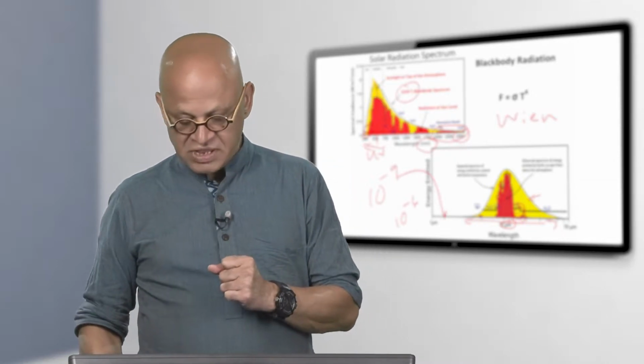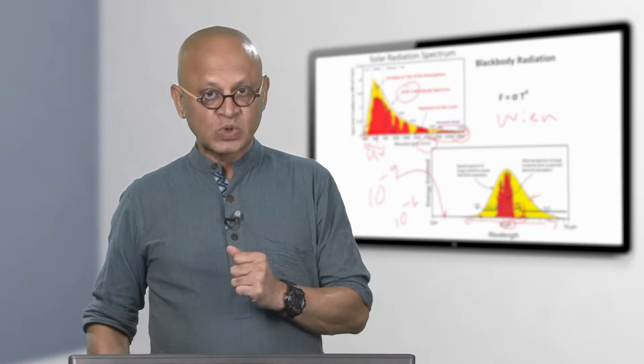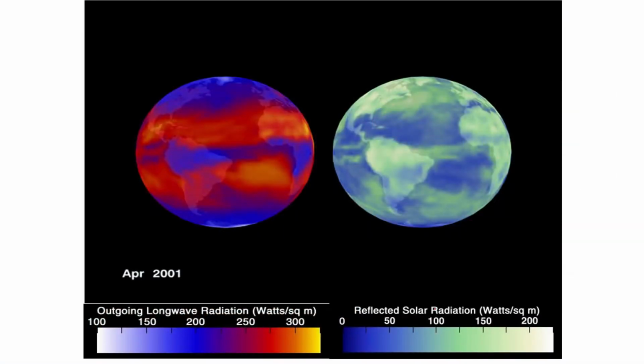So, what does this mean in terms of actual realistic radiation balance? Let us look at some observations from satellite for a particular month, April 2001: the reflected short wave at the top of the atmosphere and outgoing long wave at the top of the atmosphere in watts per square meter. Reflected short wave is obviously related to albedo. We said it is on average for the whole globe 0.3. Obviously, it is distributed. It depends on where the clouds are.